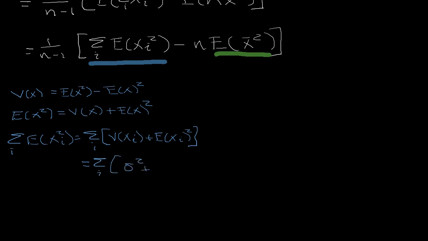And the expected values, all of them are going to be mu, but they are squared, so we're going to have this. So sigma squared and mu are not dependent on the index i. So we're going to add n times this constant. So we're going to have n times sigma squared plus mu squared.